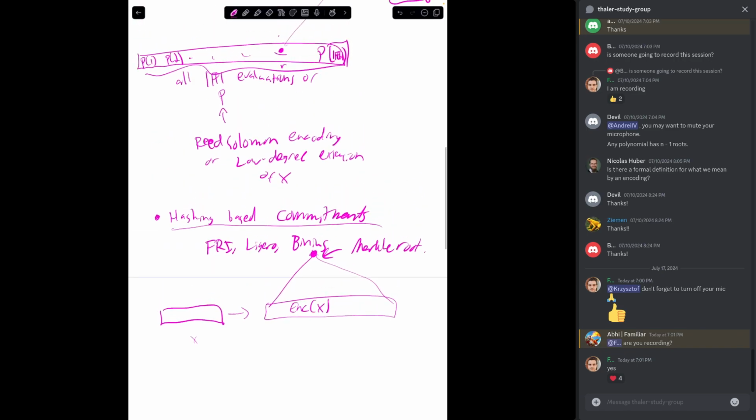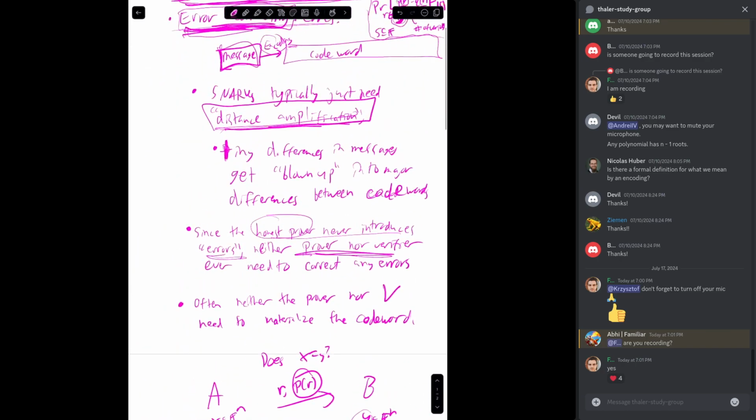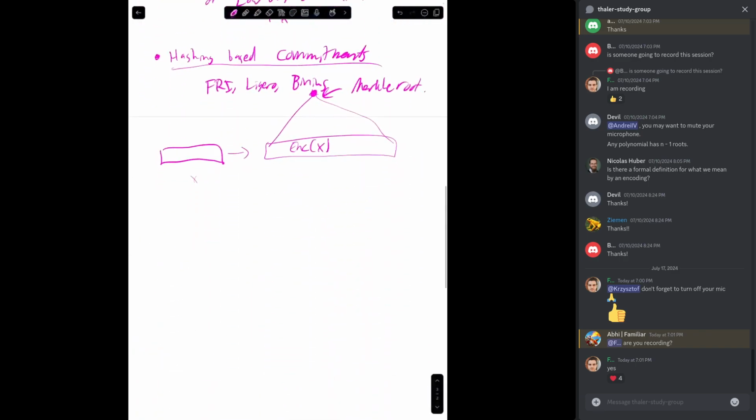Elsewhere in the SNARK, outside of these commitment schemes, it's often the case that the distance amplifying codes are sort of implicitly around, but no one is ever writing down the entire code words. Okay, so that was basically what we covered last time.